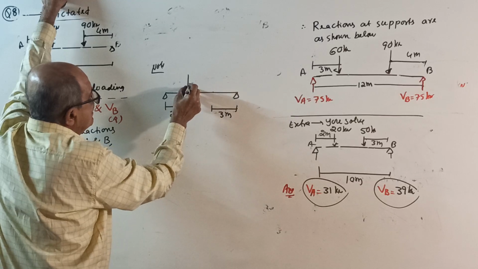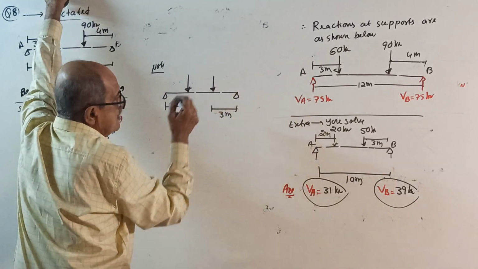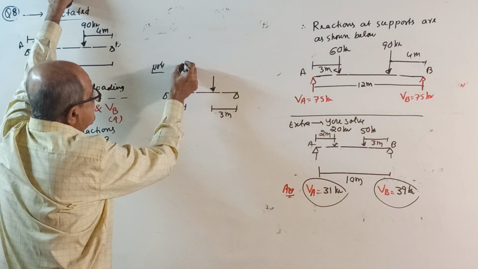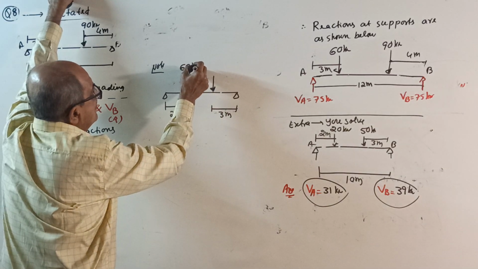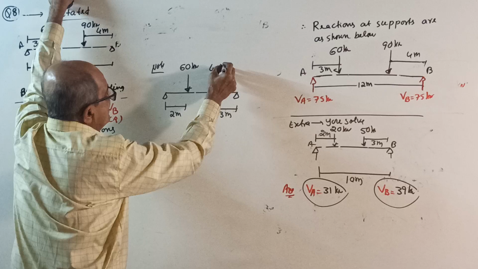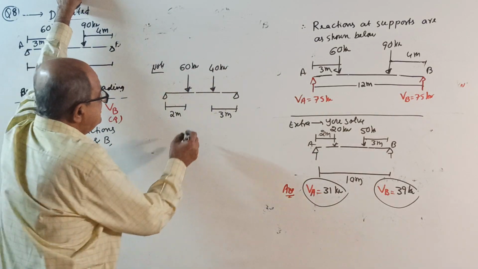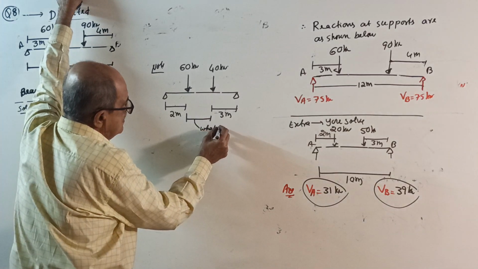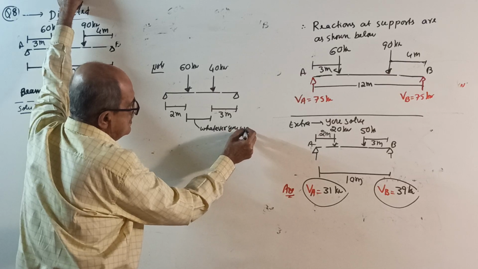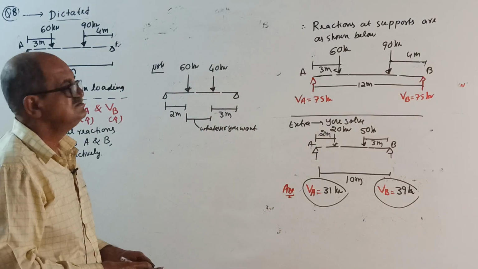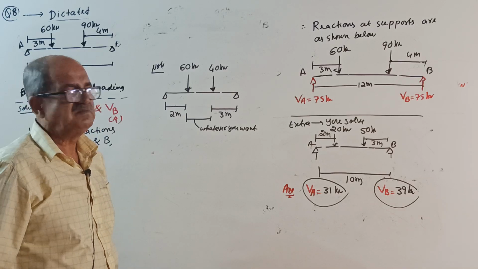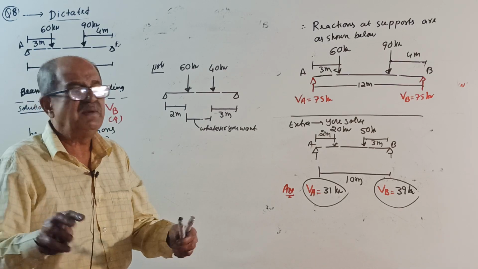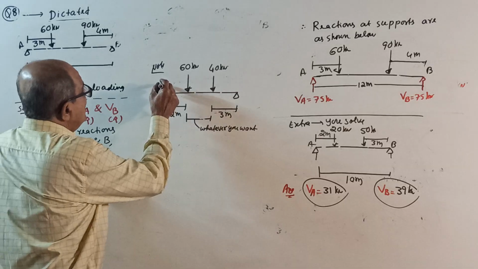I will put a load here. Some load I will put. I will just proceed randomly. I will put 60 kilonewton here and 40 kilonewton here. 60, 40. This distance I am not giving. You take whatever you want. Whatever answer you want, you take it. Any distance. 1 meter, 2 meter, 3 meter, 4 meter, 5 meter, 6 meter, 7 meter. Whatever you want, take it. Answer will be. But take some distance.